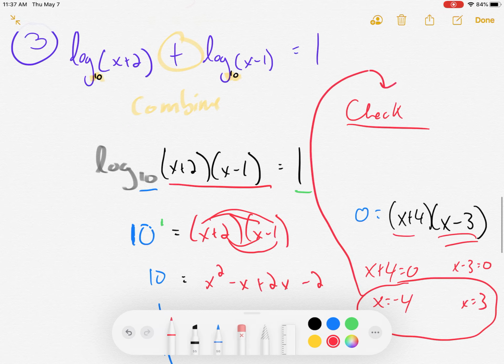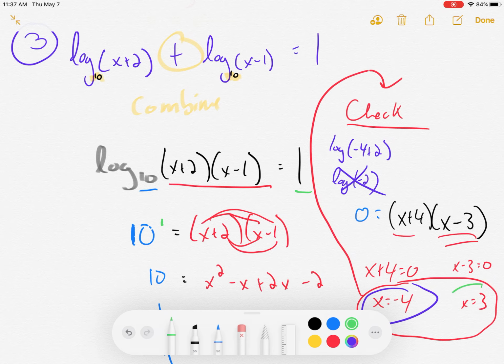But again, I still need to check here. So let's do negative 4 first. I'm going to plug in negative 4 in my check. So I'm going to say log of negative 4 plus 2. Well, negative 4 plus 2, that's log of negative 2. That does not work. I can't take a log of a negative number.